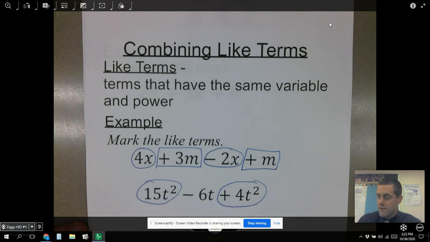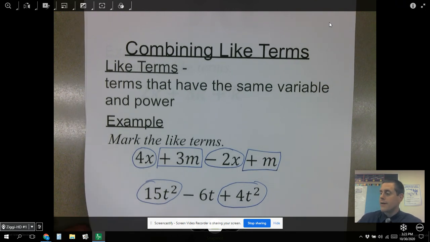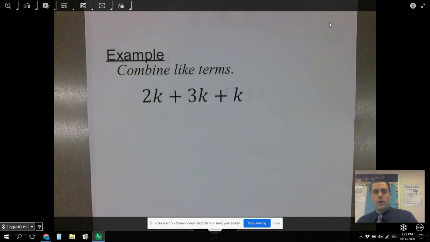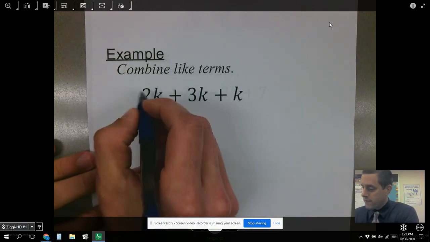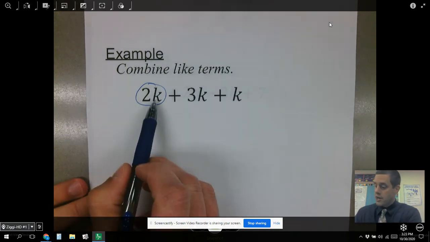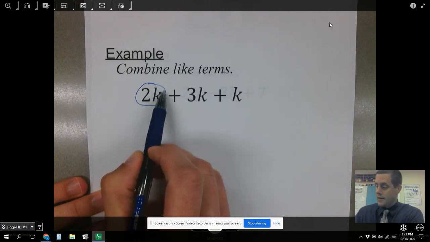Once you're able to identify like terms, we can start combining them. So let's look at another example. On the screen, we have 2k plus 3k plus k. I want to go through and just mark all the like terms, all terms that go together. My first term is 2k, and I want to find all of the terms that share the variable of k and an exponent of 1.